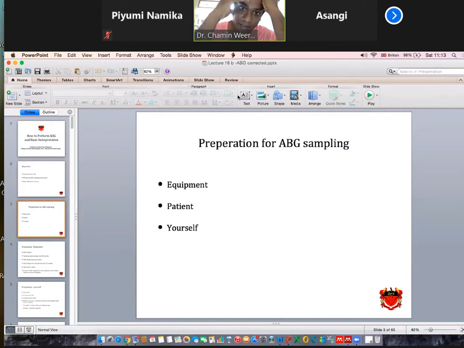Taking consent is a good thing that a doctor should do. It's not compulsory, it's good practice. We can always weigh the risks and benefits, and if the procedure is beneficial for the patient, we can do it. First thing, if the patient is awake, take verbal consent. So what would you tell the patient?